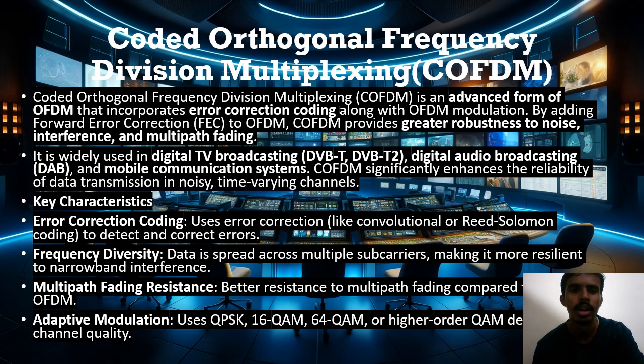So the key characteristics are error correction coding: uses error correction like convolution or Reed-Solomon coding to detect and correct errors. Frequency diversity: data is spread across multiple subcarriers, making it more resistant to narrowband interference. Multipath fading resistance: better resistance to multipath fading compared to OFDM. Adaptive modulation: uses QPSK, 16 QAM, 64 QAM or higher order QAM in order to improve the channel quality. So these are some of the advantages of COFDM.